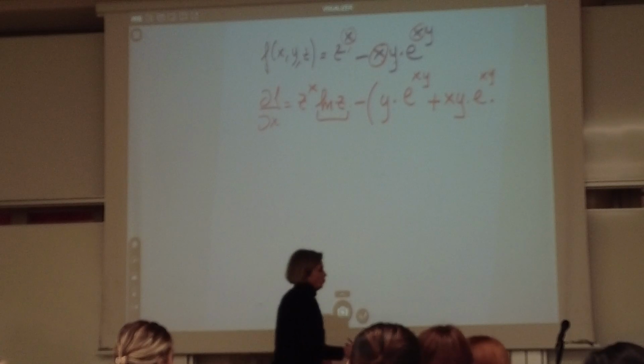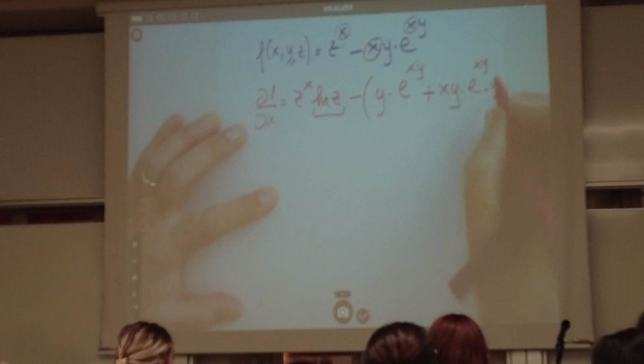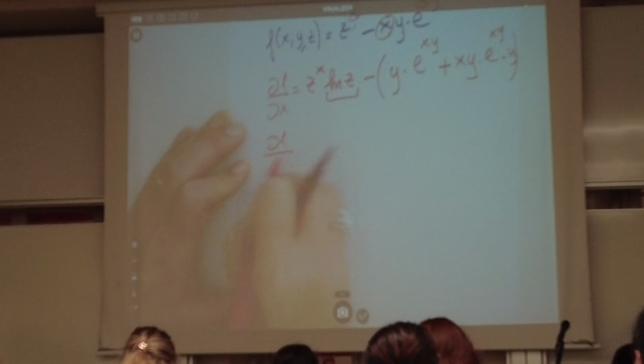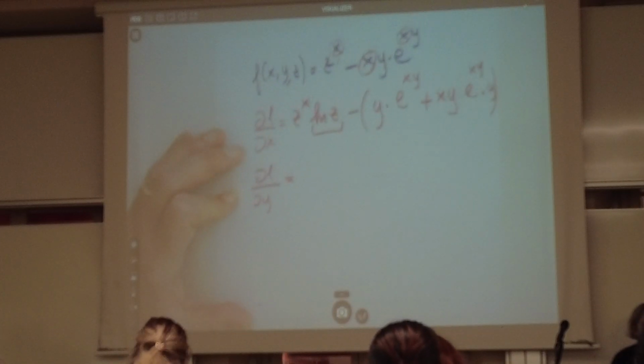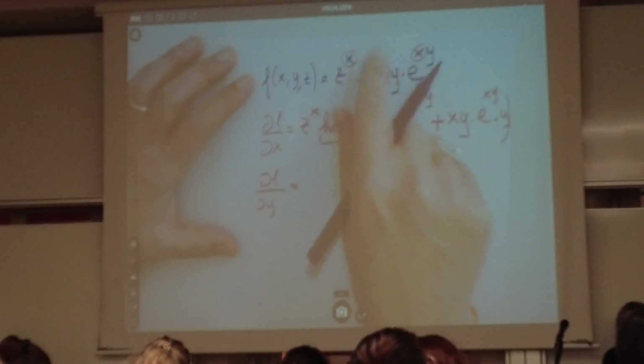And then you go on with the second one. Times y. What about the derivative with respect to y? Can you tell me something about this first term? The derivative is 0.